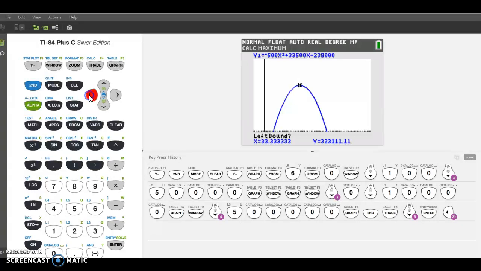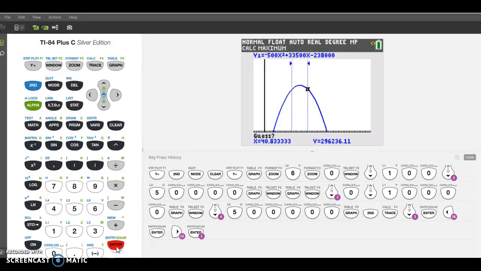Yours will be going much faster. You can hold your point down. Now I know that I'm to the left of this maximum point, so I'm going to hit enter. Now I'm going to go to the right. Make sure I'm not on the maximum point. I have to be completely to the right. Okay, I know I'm to the right of it now, so I'm going to hit enter.